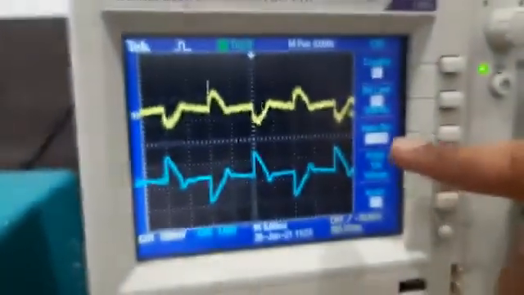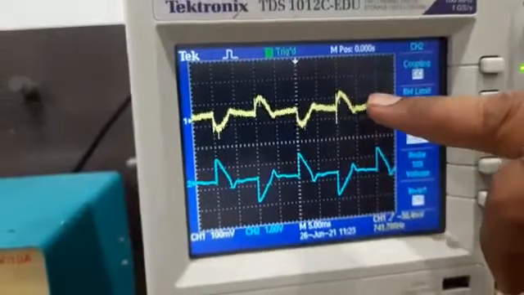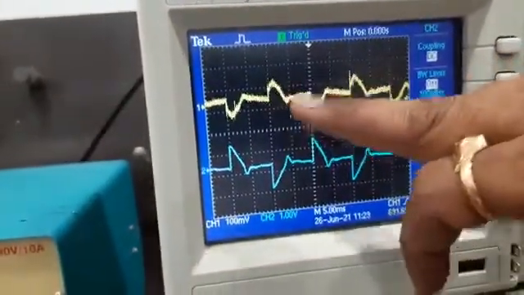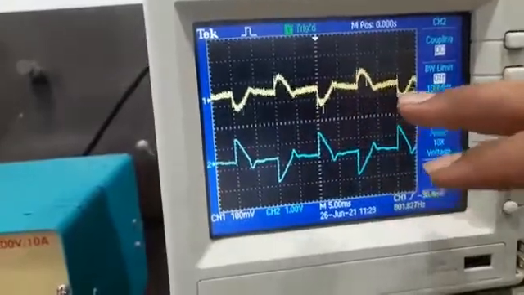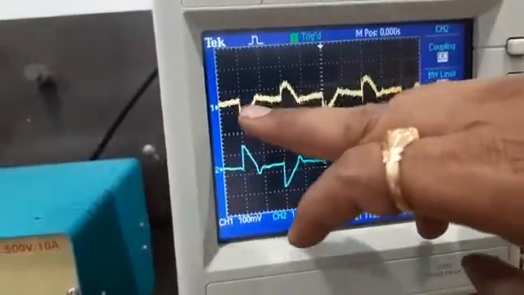So you can observe the waveform here. These were the current, these are the voltage. So you can observe the voltage waveform. So it is a single phase AC voltage controller. You can observe one here, one here.